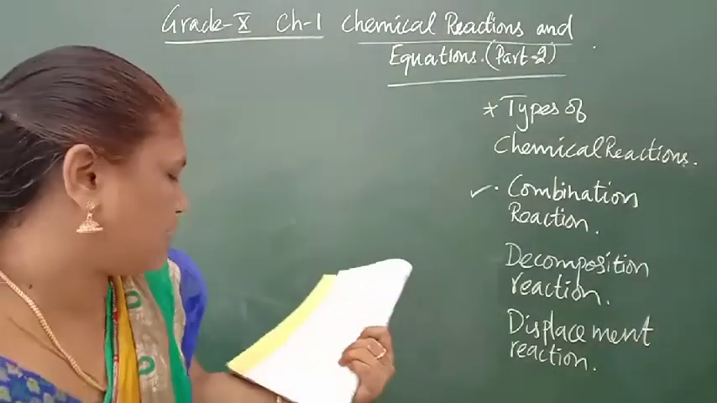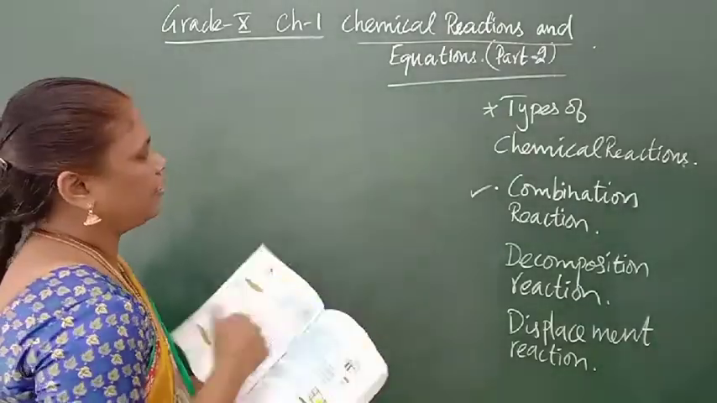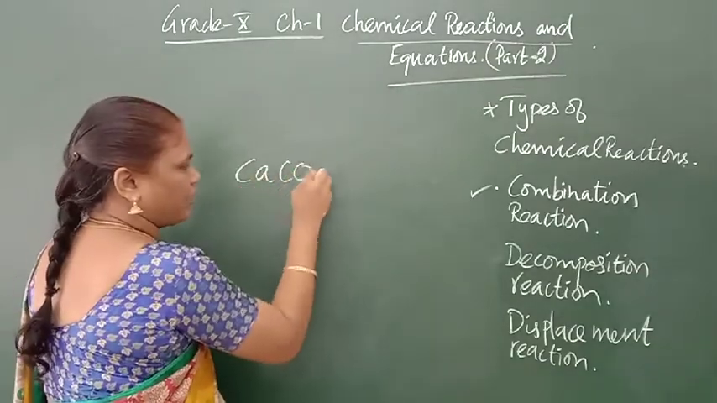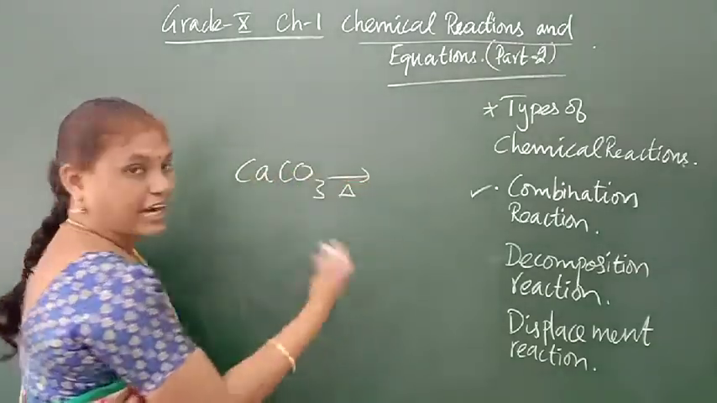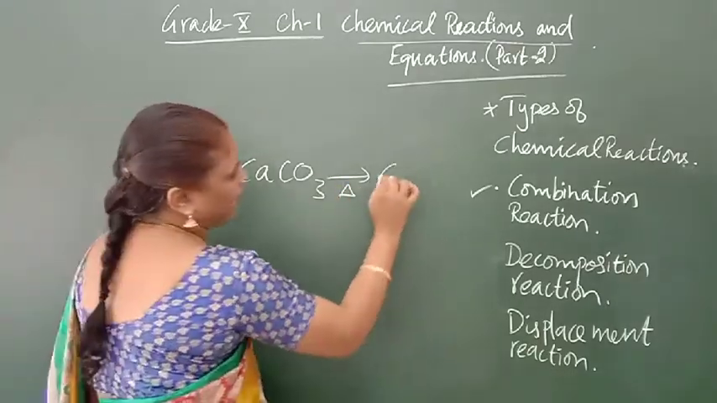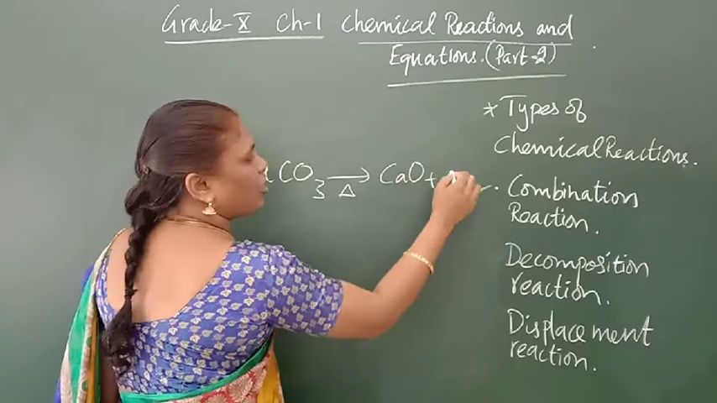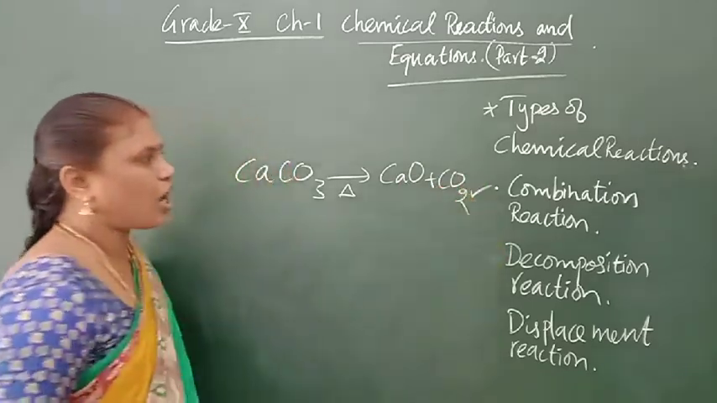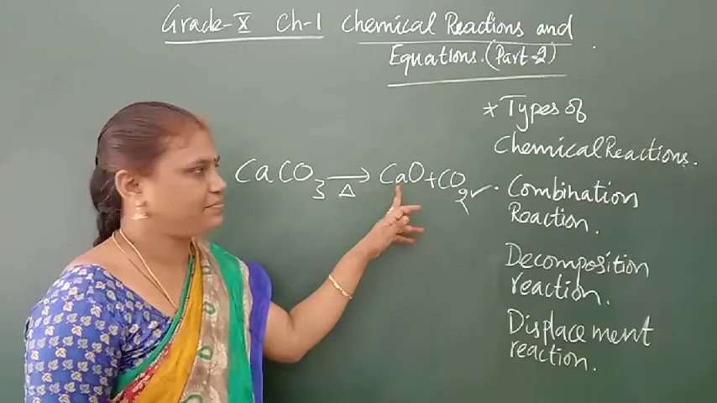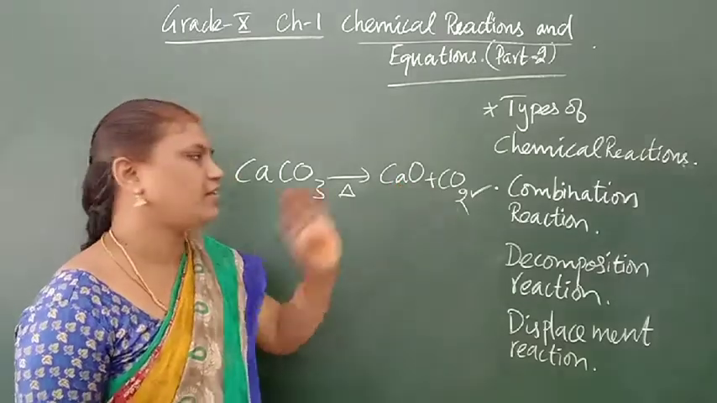The next one is also heat. It takes place when calcium carbonate is heated: it undergoes decomposition. That is calcium oxide plus carbon dioxide. So carbon dioxide gas will be liberated and it splits into quicklime. Quicklime is calcium oxide and carbon dioxide.